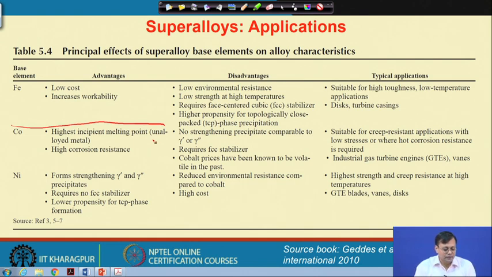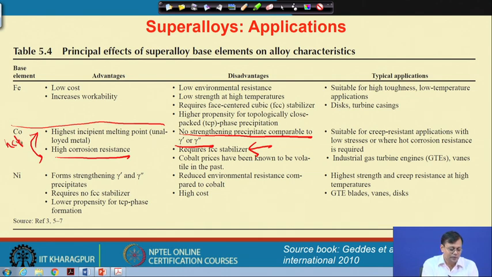In case of cobalt, we have the highest incipient melting point of pure cobalt. However, here also we have to add some chromium, so that it stabilizes the FCC matrix. They also have very good corrosion resistance, but there is no strengthening comparable to gamma prime and gamma double prime phase, and therefore we only need the carbides and borides in order to strengthen the alloy. Here also we need an FCC stabilizer, because this is a hexagonal close packed structure.